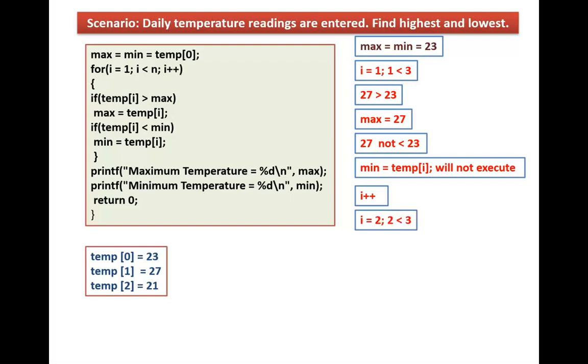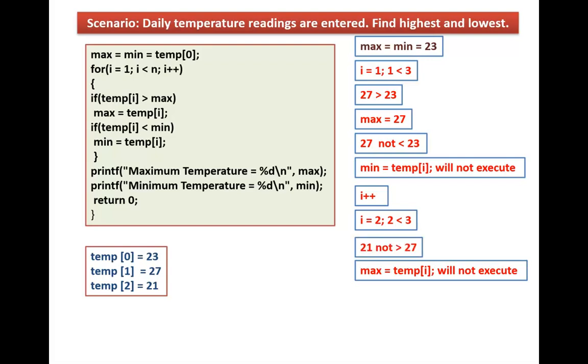Now i gets incremented by 1. i becomes 2. 2 is less than 3. Yes. What happens? Check if temp of i is greater than max. What is temp of i? i is 2. Temp of 2 is 21. 21 is not greater than max. What is the max value? Max value is 27. 21 is not greater than 27. So max is equal to temp of i will not execute.